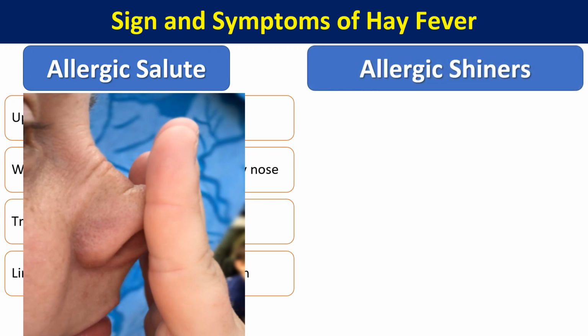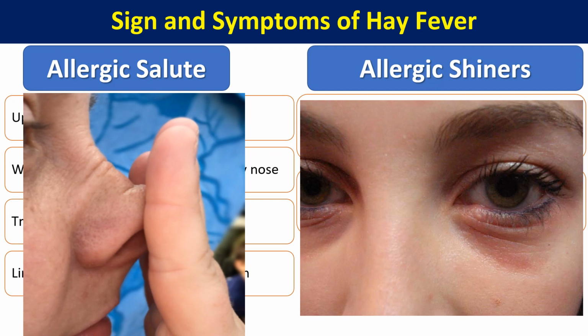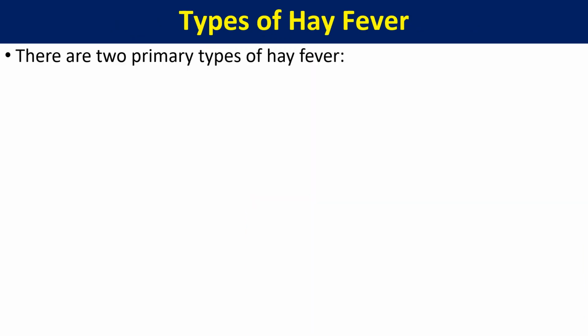Then we can have allergic shiners. What are allergic shiners? Dark circles are caused underneath the eyes, and that is because of the congestion of the small blood vessels underneath the eyes, which darkens the appearance. Now you can see in this case we have allergic shiners. This is because of the congestion of the blood vessels.